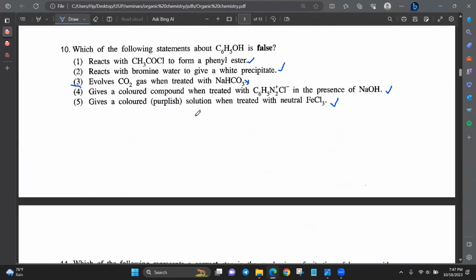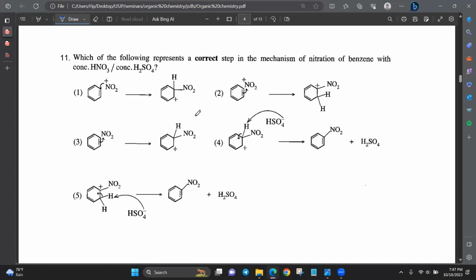Then let's go to question number 11. Which of the following represents a correct step in the mechanism of nitration of benzene with conc. HNO3 and conc. H2SO4? Now this is directly from the resource book. You all have to have a good idea about the mechanisms of each and every reaction that is given in the resource book. Some mechanisms are not given in the resource book, like the reduction with lithium aluminum hydride. Likewise, some mechanisms are not clearly given in the resource book.